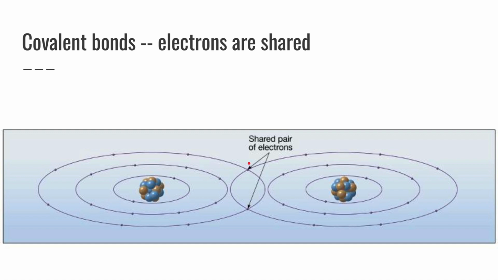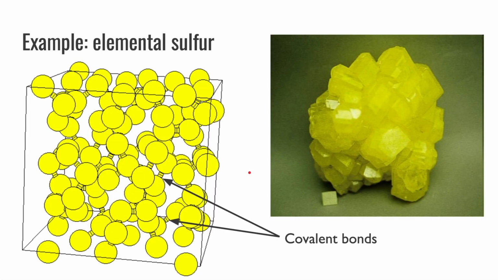Now, covalent bonds are when electrons are shared. So here you can see in these two ions, they're sharing their two outermost electrons. An example of a covalent bond would be elemental sulfur. So between all of these sulfur atoms, you have shared electrons.